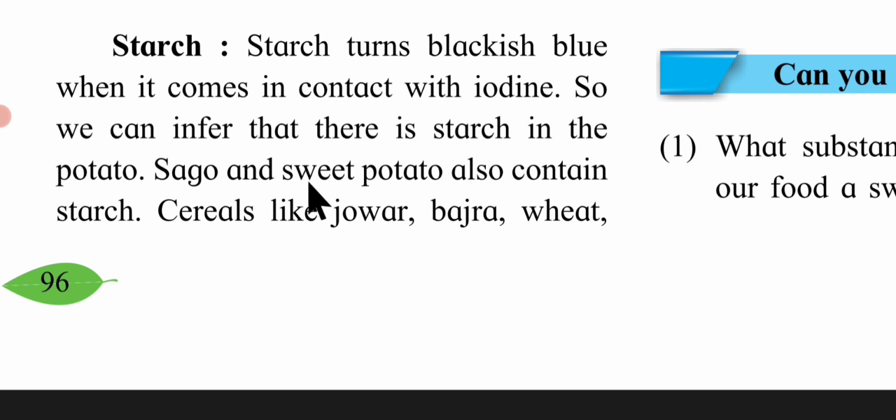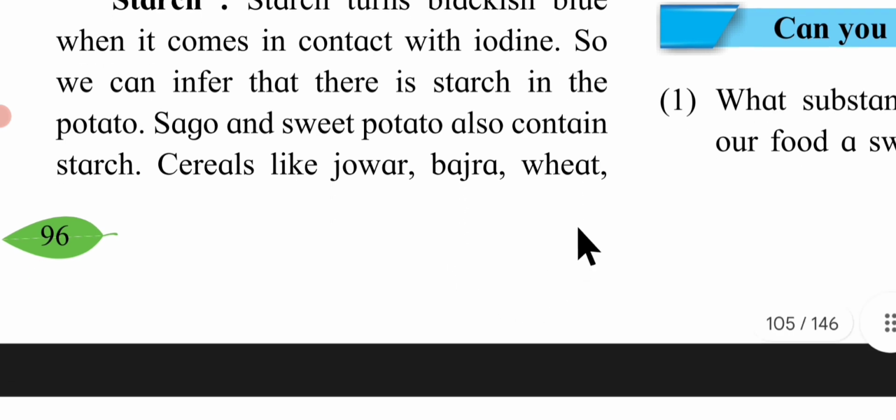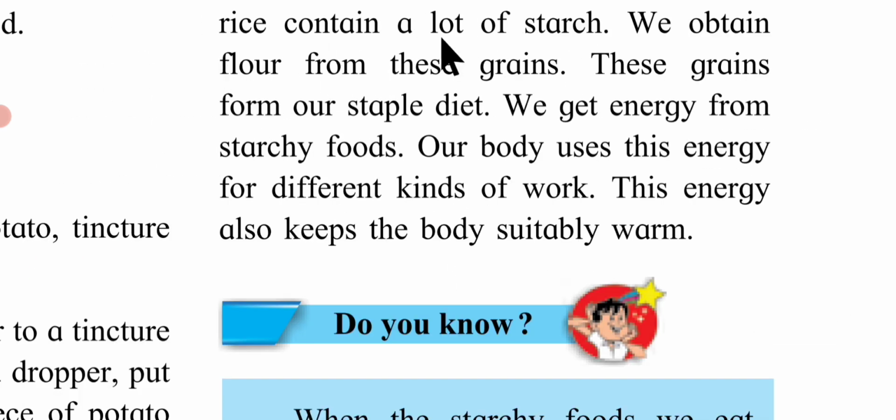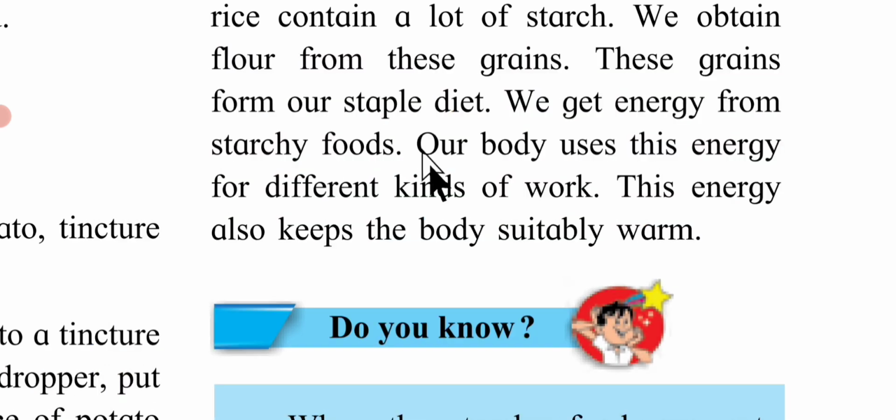Sago and sweet potato also contain starch. Cereals like jowar, bajra, wheat, rice contain a lot of starch. We obtain flour from these grains. These grains form a staple diet. We get energy from starchy foods. Our body uses this energy for different kinds of work. This energy also keeps the body suitably warm.